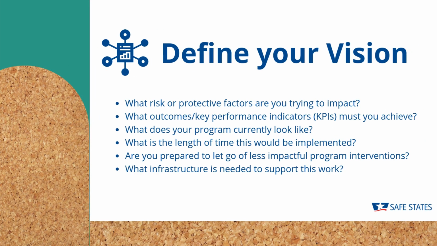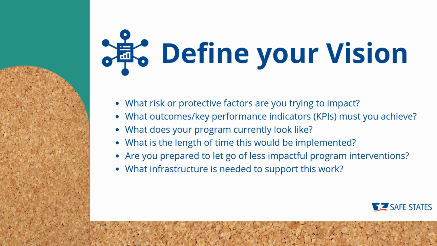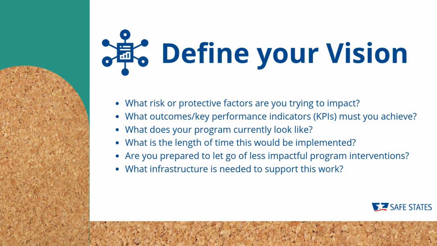Step 1 encourages you to define your vision for how the funding will be used. Much of this information may come from your theory of change model, or even your evaluation plan. Things to consider when defining your vision include: what risk or protective factors you are trying to impact. What outcomes/key performance indicators, KPIs, must you achieve? What does your program currently look like? Consider leveraging existing initiatives with some resources or infrastructure already in place.